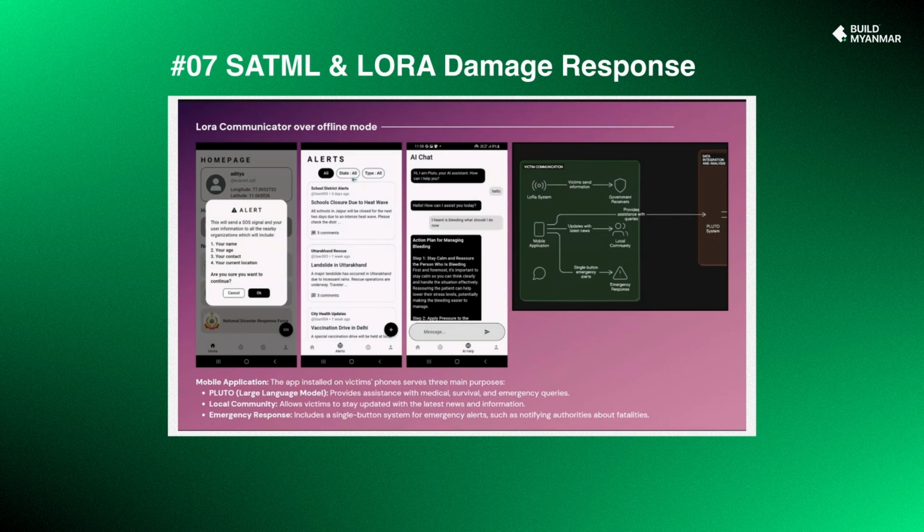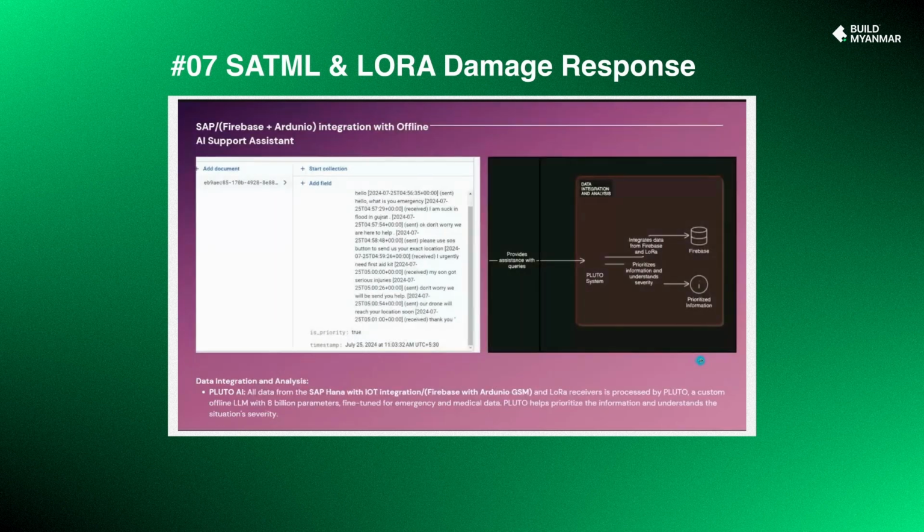And there is a local community response also, which interconnects all the victims to help them stay up to date with the latest news and information. And remember, this all happens in offline mode. Now, when online communication takes place, such that there is network, all this data is then updated into our Firebase or SAP HANA. Pluto helps in prioritizing the information and understanding the situation better based on its severity.